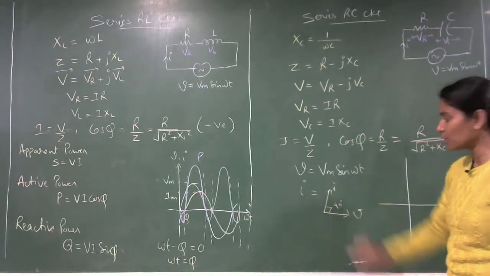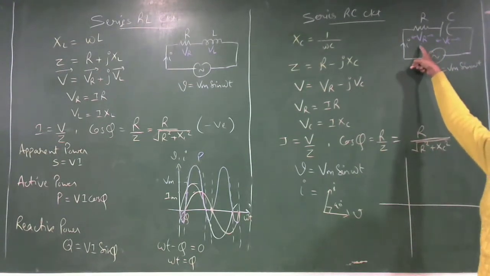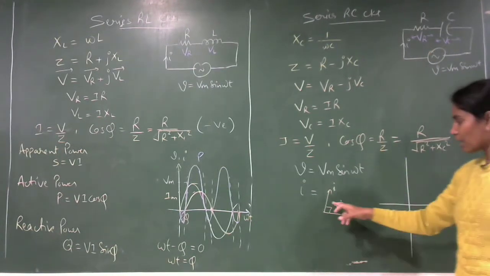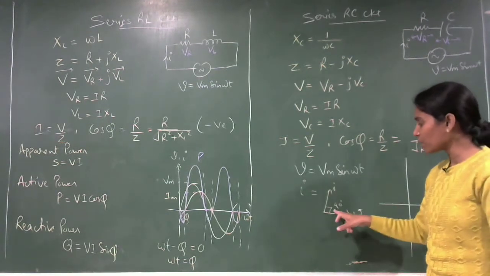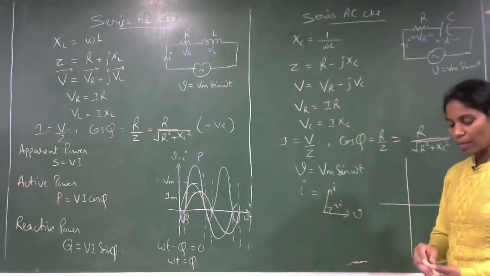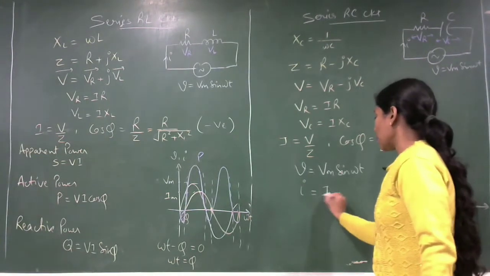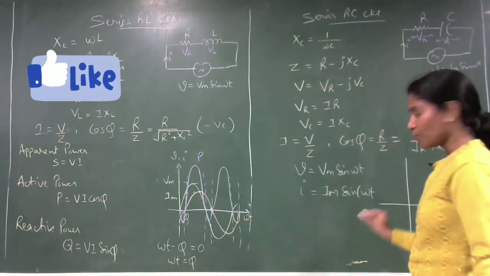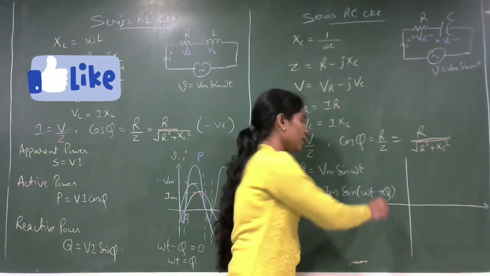So what will happen here because of the resistance part? Because of the capacitance influence, the current will still be leading in nature. Current will lead the voltage, but now not by exactly 90 degrees. There will be some angle, and suppose that angle is phi again. So the equation is I equals Im sin omega t plus phi.